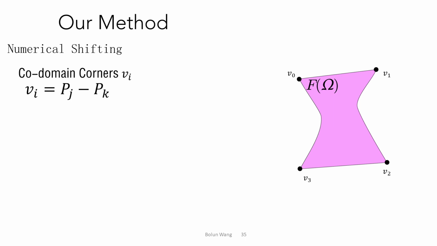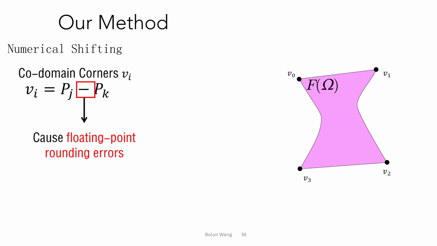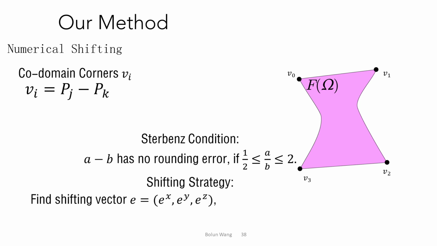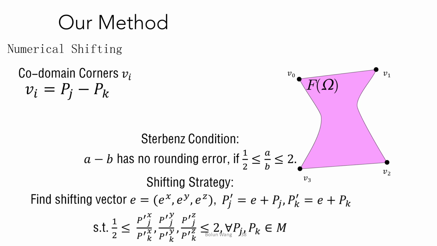We found that the corners Vi can be obtained by subtraction operations between mesh vertices. And it's a subtraction that causes the floating point rounding errors. According to Sterbenz's condition, two floating point numbers a minus b has no rounding error if a over b is between 1/2 and 2. And our shifting strategy is to find the shifting vector E. After shifting, the vertices satisfy Sterbenz's condition.